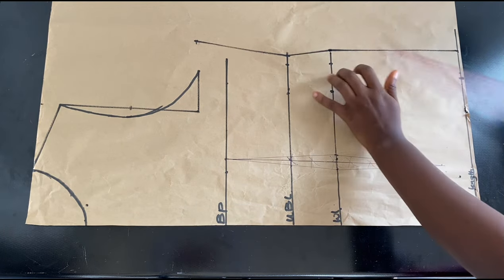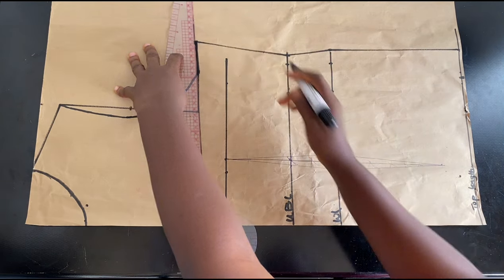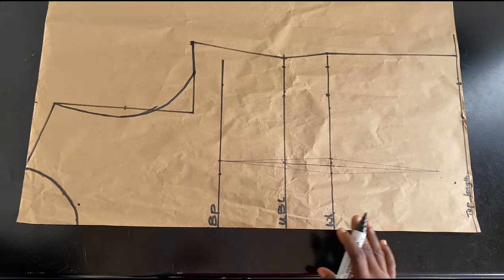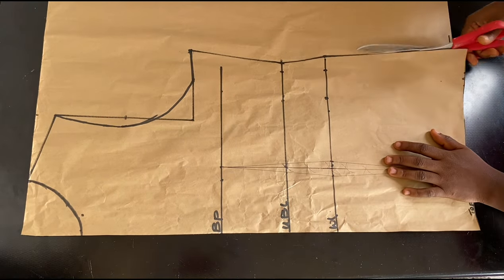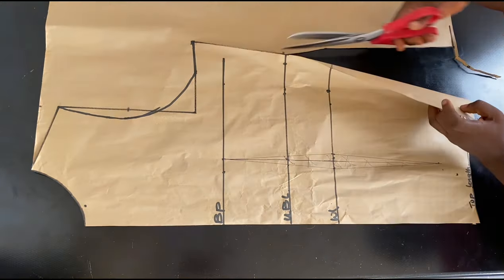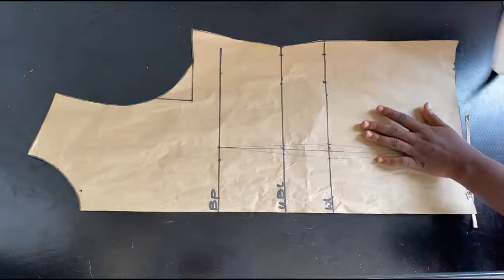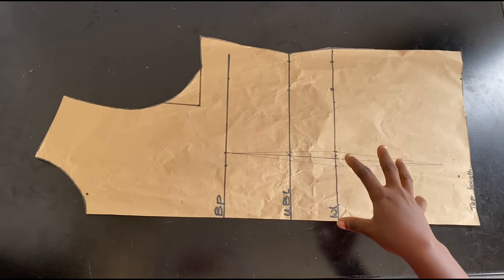Now that I've connected the dots, I'll just go ahead and extend this chest line like so for now. And it's time to cut this pattern out. So you go ahead and cut out your pattern. Cut like so. So at this point, the front pattern is ready.